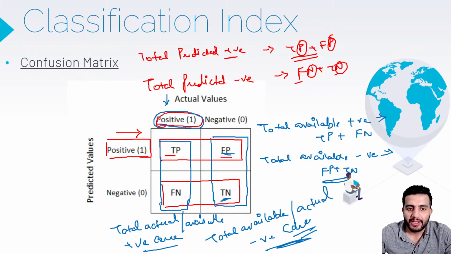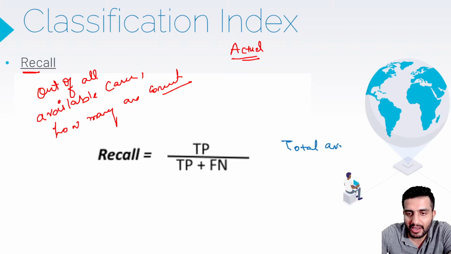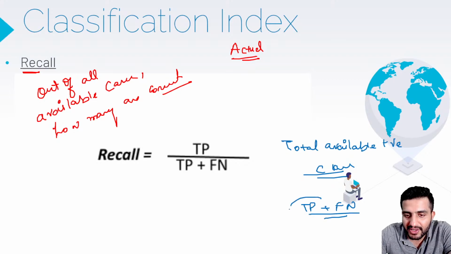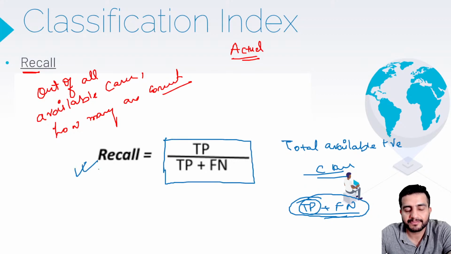This is simple. Now, if you go back to our slide of recall, we saw that it is nothing but out of all the available cases. So what is the definition? What is my total available positive class? It would be TP plus FN. We've already seen that. So out of this, how many are correct? So correct is always TP, right? So TP by TP plus FN becomes my recall.